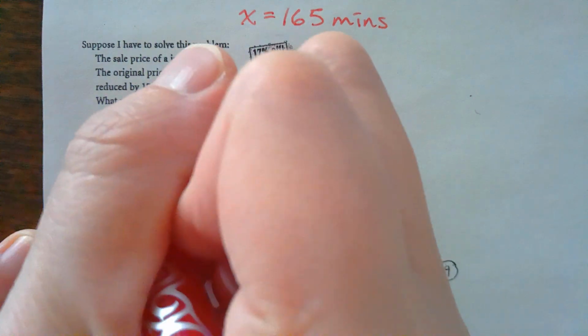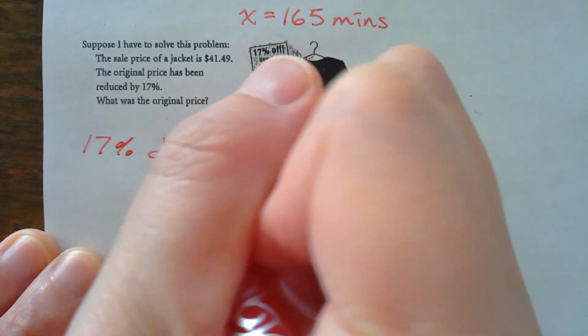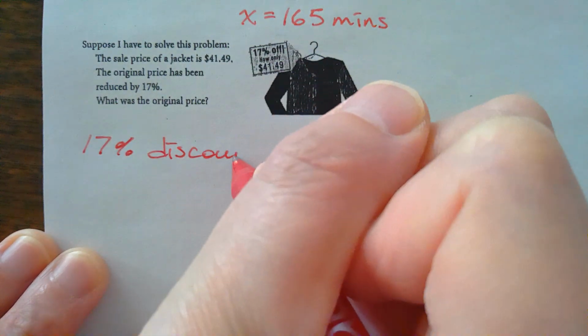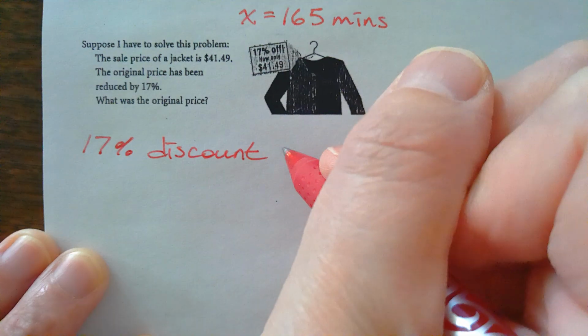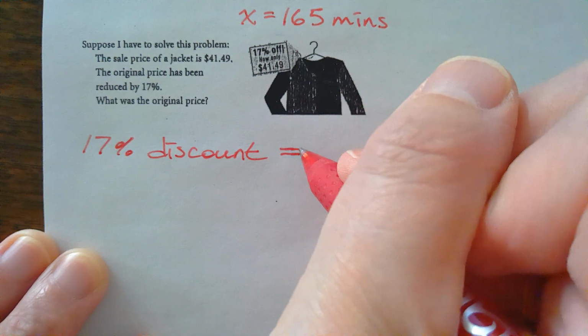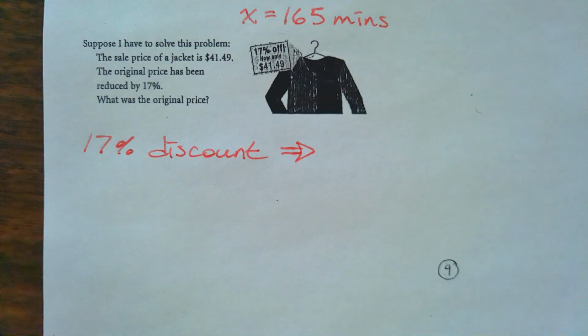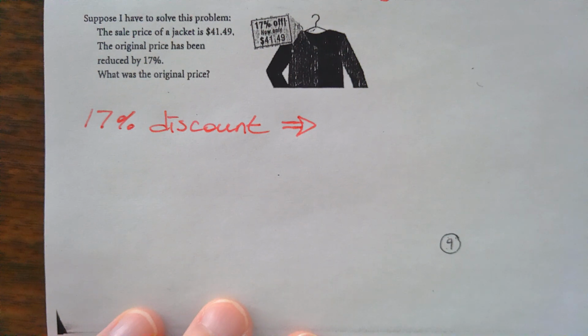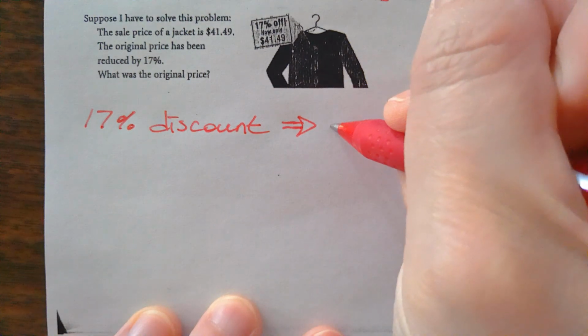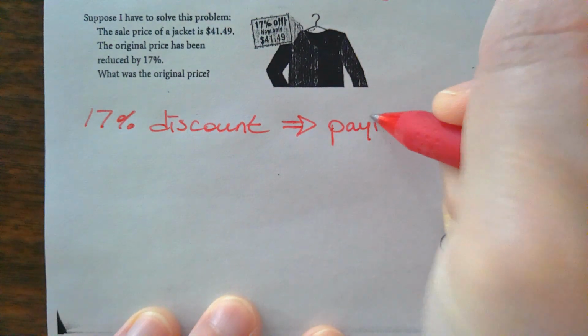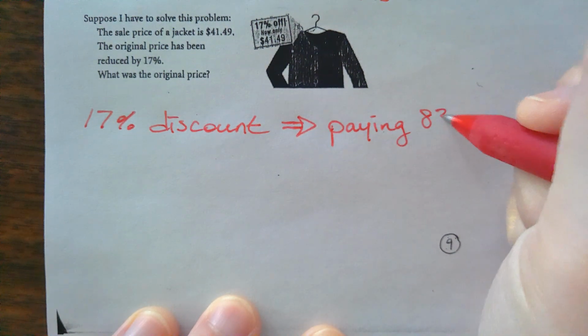Why are we doing this question again then? Because I want you guys to remember that we actually did this in chapter 1 and 2. So now that we know a new method, it doesn't take away the old method. Okay. So 17% discount means how much am I paying? It means I'm paying 83%. Good.